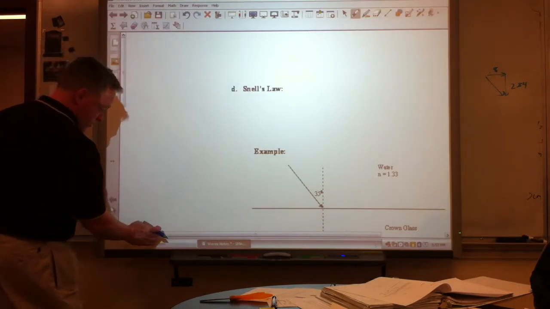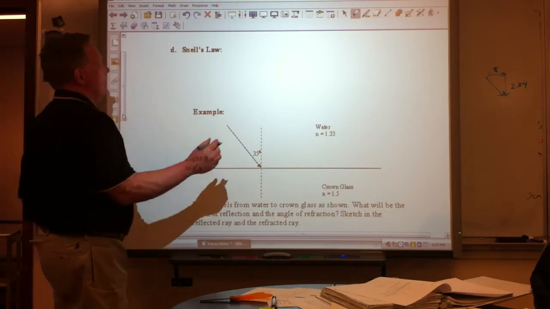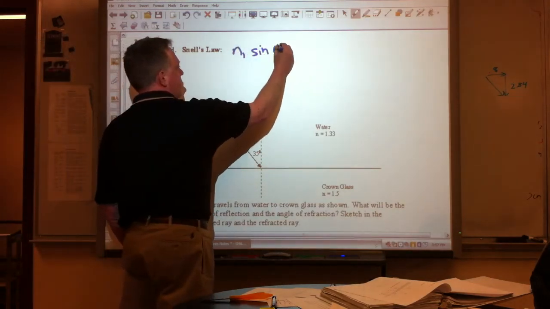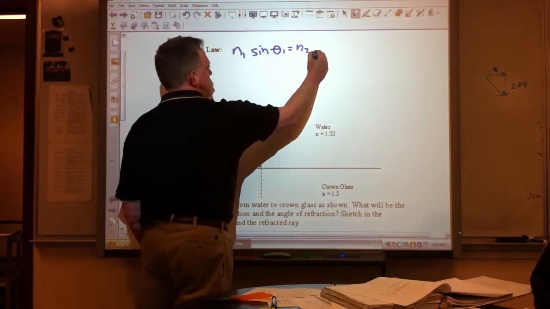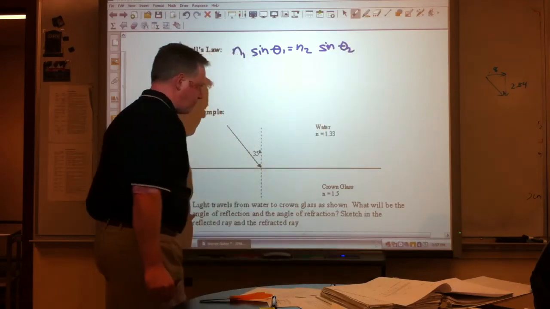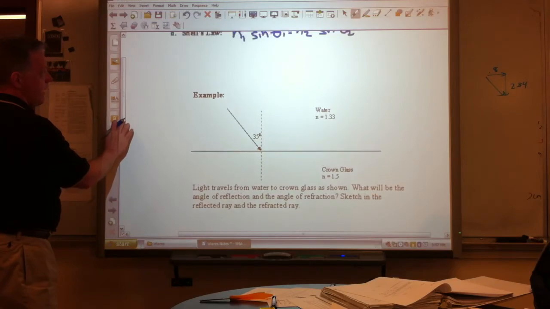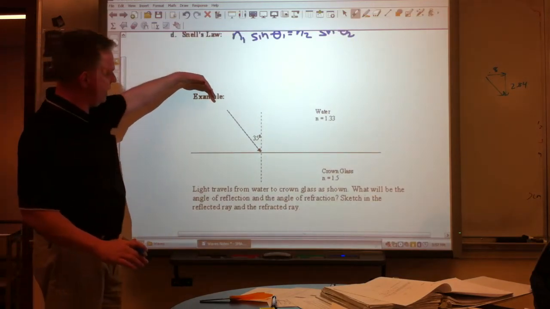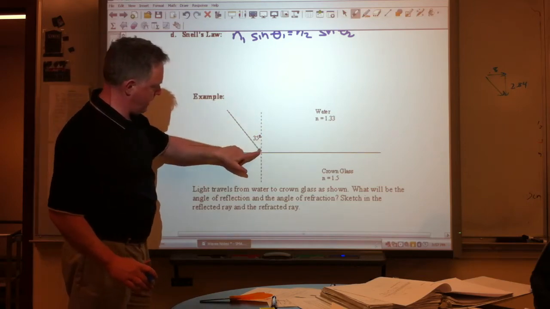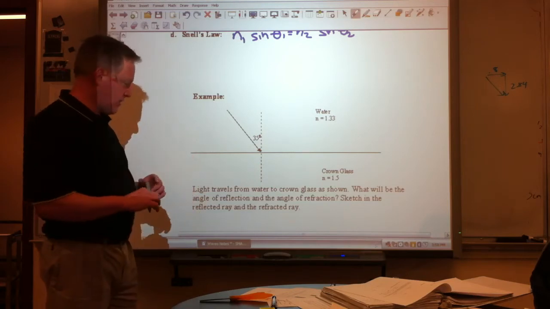Now, what you're mostly going to be doing with this is something called Snell's law. And the equation for it is n1 sine theta 1 equals n2 sine theta 2. So here we have an example. I have light traveling in water, and then it travels through the water, gets to this point, and then it is going to travel into this crown glass. Okay, so let's start to think about this.